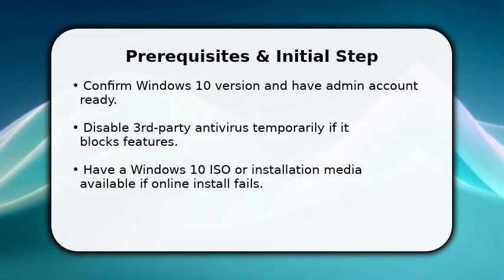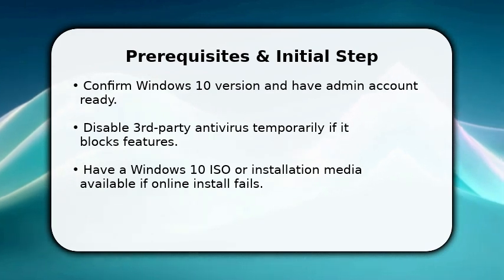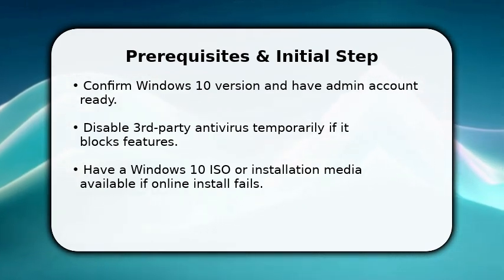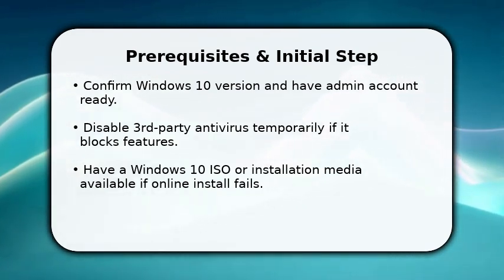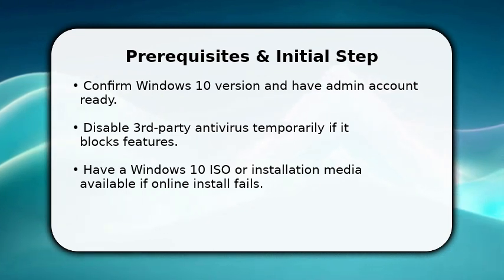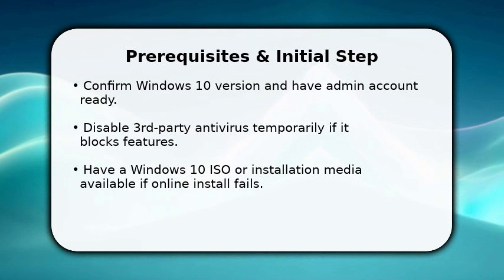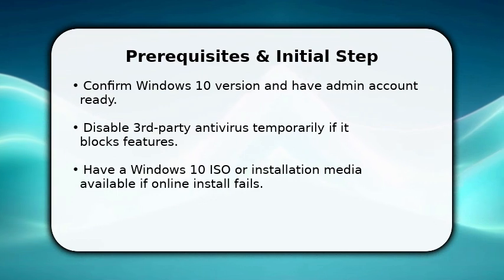If you anticipate online issues, mount a Windows 10 ISO or insert installation media now, because the installer may need source files. Make sure to disable third-party antivirus briefly. This avoids blocking the feature install, then proceed to the next step to enable .NET 3.5.